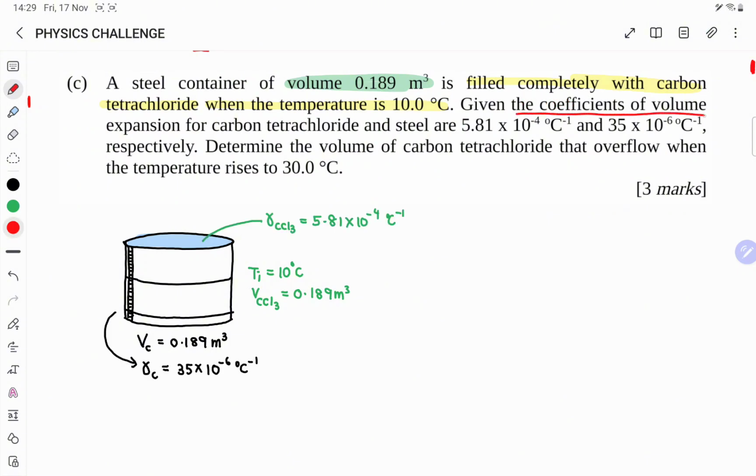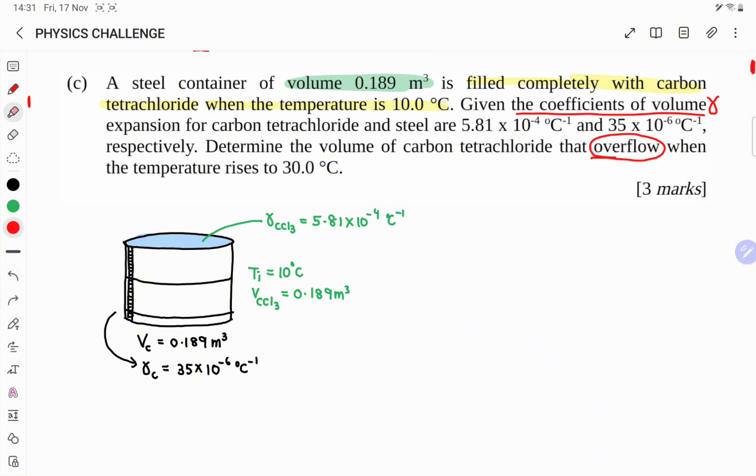Given the coefficients of volume, the gamma for the carbon tetrachloride is 5.81 times 10 to the power negative 4, and for the steel is 35 times 10 to the power negative 6. If we compare, the gamma for carbon tetrachloride compared to the container is bigger. This means that when heat is subjected to the container together with the carbon tetrachloride, it can expand more. It's easy for the carbon tetrachloride to expand, and that will cause overflow.